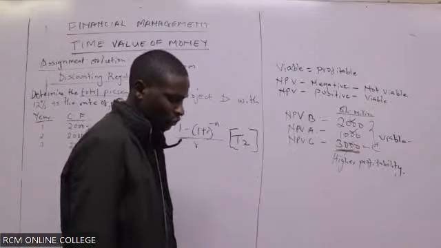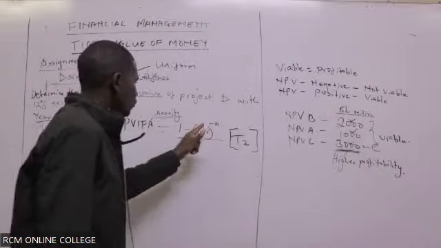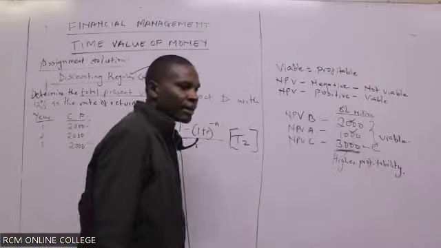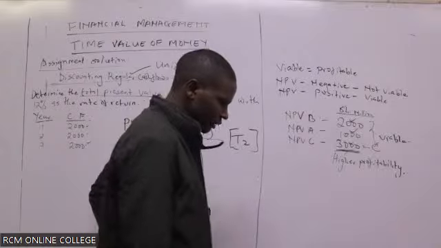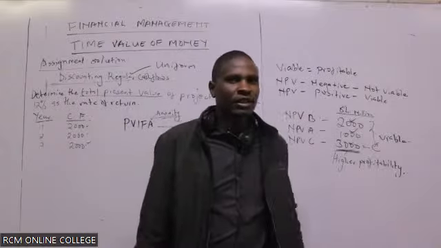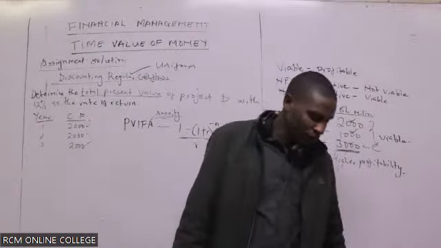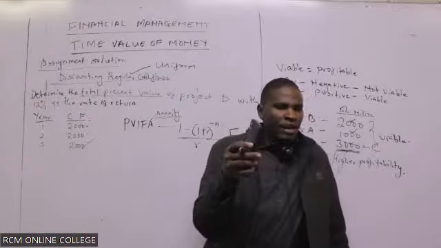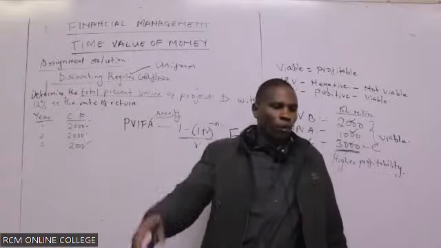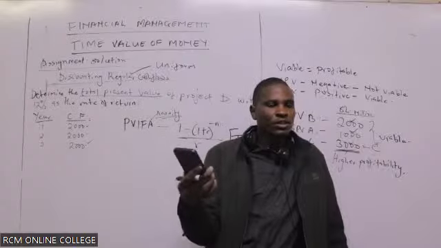For instance, in our question, what is our R? Is n positive or negative? Raised to negative 2. Negative n. Maybe to mention so that it will be easier when we get there: anytime you are discounting, n is negative. Anytime you are compounding, n is positive.